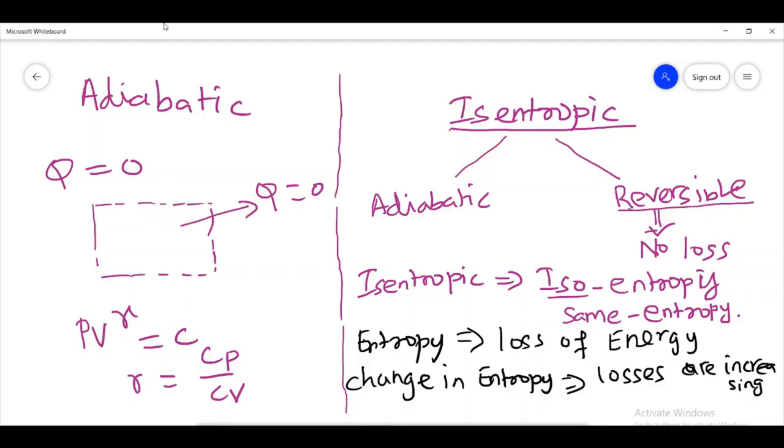The isentropic process can also be defined by the law PV^gamma = C. The same law we can apply, because the isentropic process is nothing but adiabatic. We know how the adiabatic process is defined, so by that law we can also define the isentropic process. So this is about the isentropic and adiabatic process.